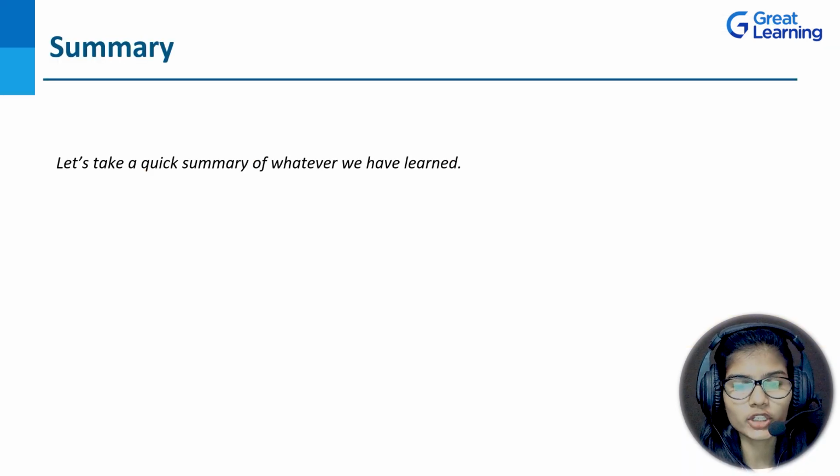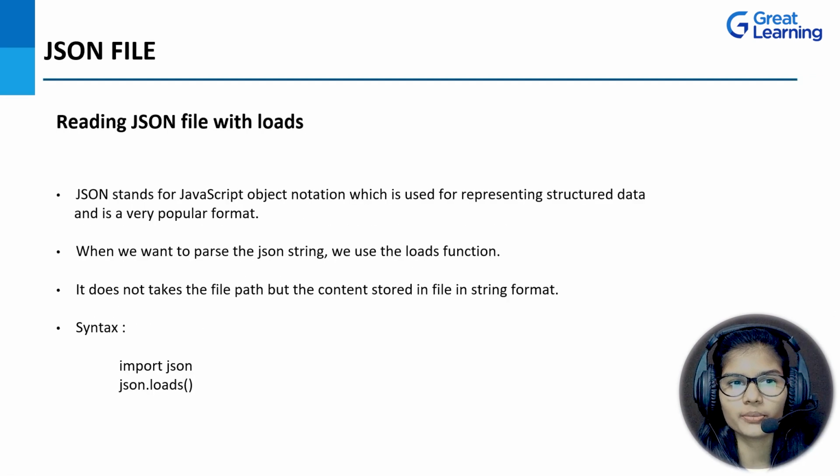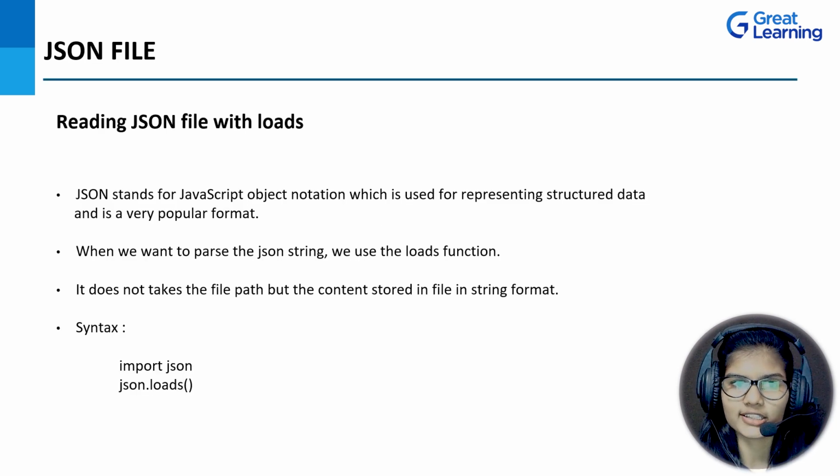Now let's take a quick summary of whatever we have learned till now in the files. Let me go back to the place from where we started. We started with the JSON files. First of all, we understood what a JSON file actually is. JSON stands for JavaScript Object Notation, and it is used for representing structured data.